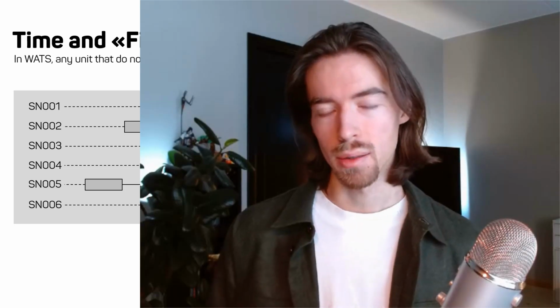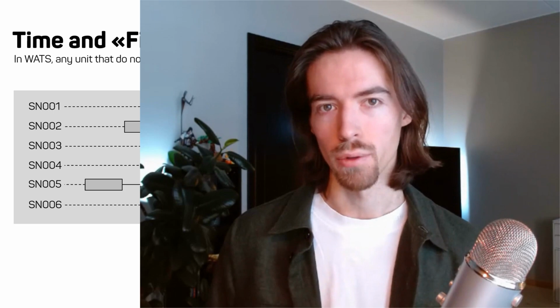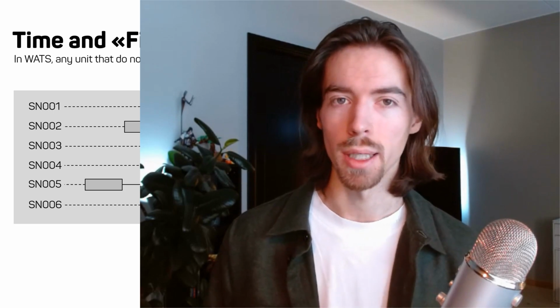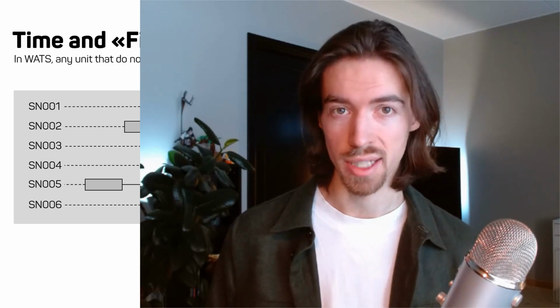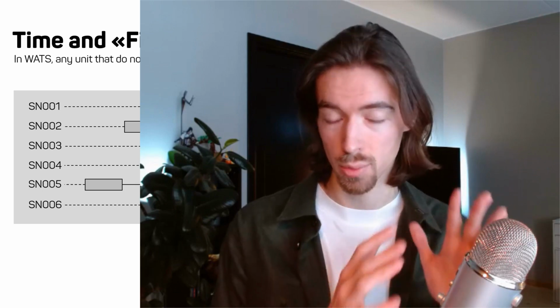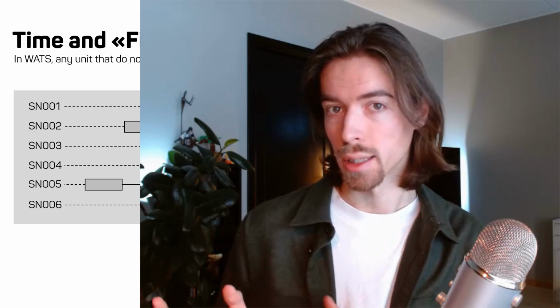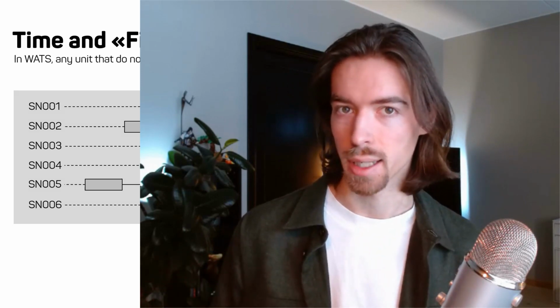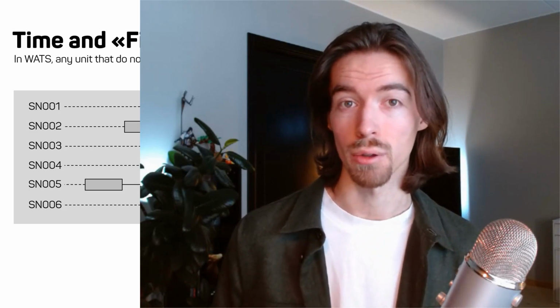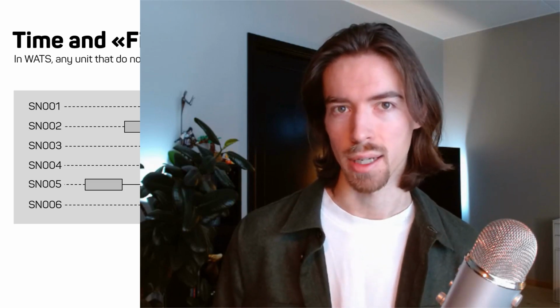So to summarize, WATS offers 2 main ways of looking at yield. The first one being test report yield, which simply takes all of the test reports within the given time filter. And then unit level yield, which takes the serial numbers into account and therefore follows the first seen in process principle.